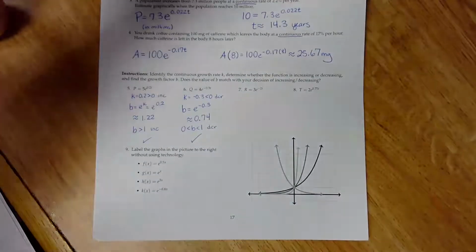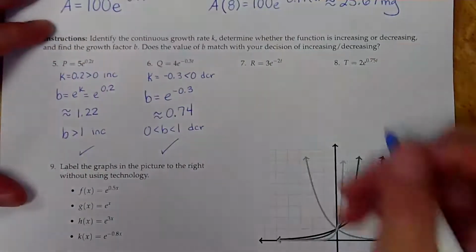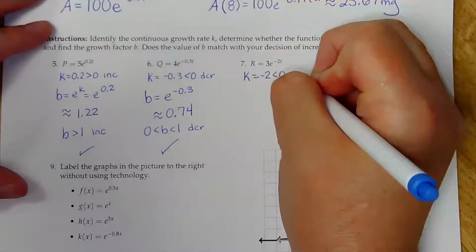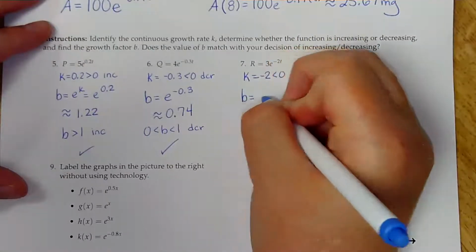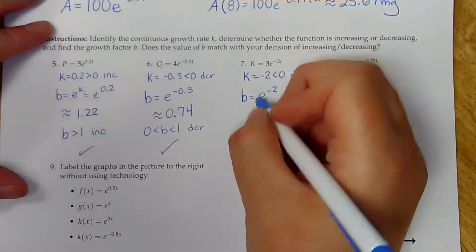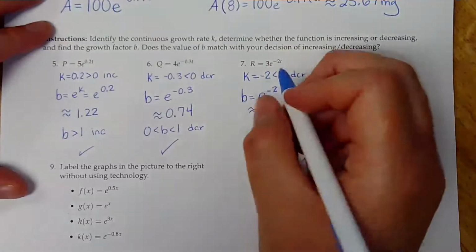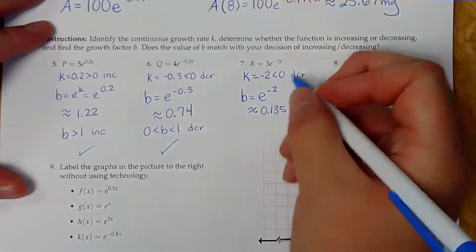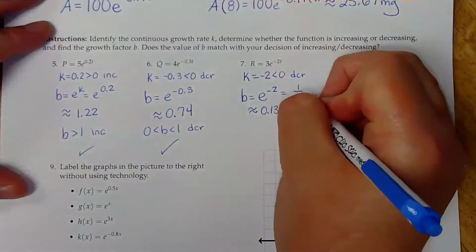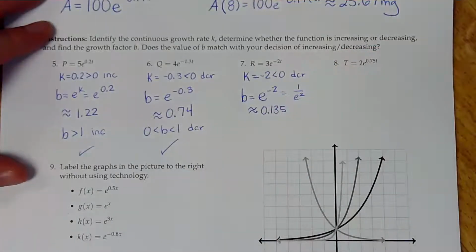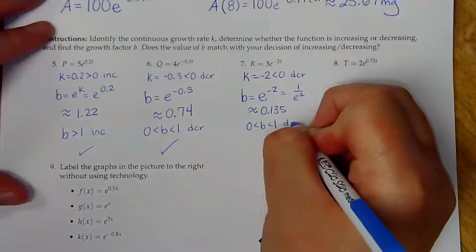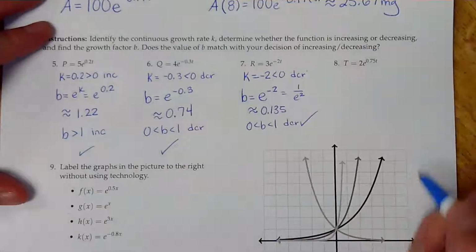Okay, so let's give those a try, see if we came up with the same answers here. 7, I got k is equal to negative 2, definitely less than 0, so decreasing. And b is going to be e to the negative 2, which is approximately 0.135. Another way of writing e to the negative 2 is 1 over e squared. So if that makes it easier to put in the calculator, that's certainly a way you could go about that. But b is 0.135, which means b is between 0 and 1, which tells me it's decreasing. So that's a match. Check that one off.